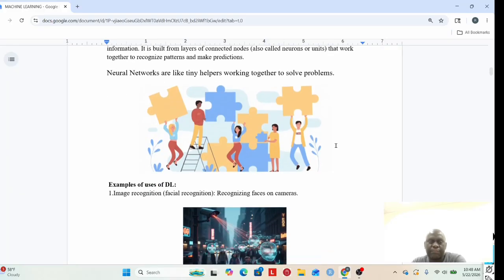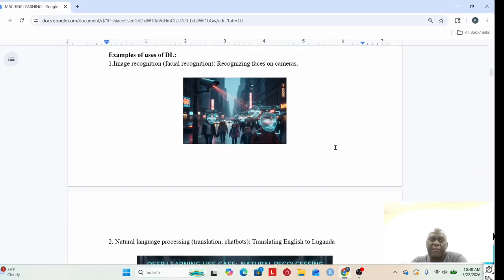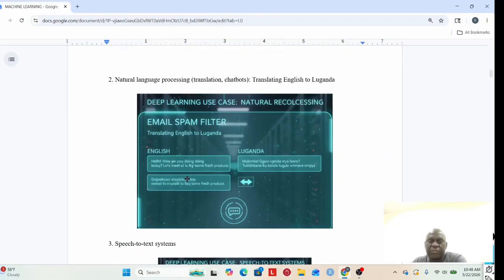Examples of deep learning. We have image recognition or facial recognition. We use this to recognize faces on cameras. So every time you see somebody being recognized, you know that's part of deep learning. We have language translation. If you look at sometimes these apps on your phones that translate from, for example, Luganda to English or English to Luganda, that is all part of what they call natural language processing. We will get into that, and also how to build some of these.